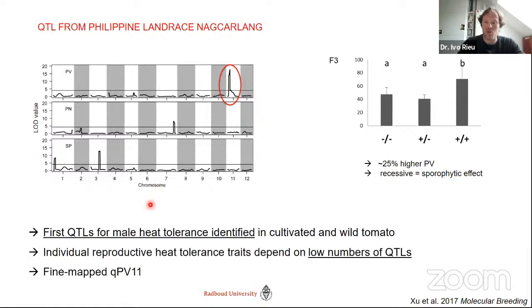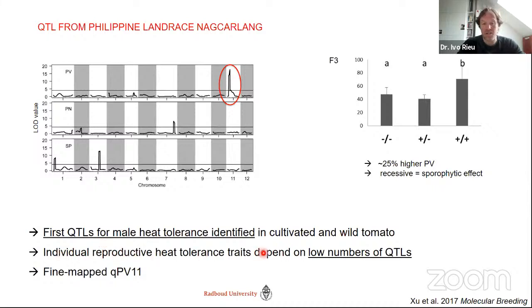Okay, we have a few conclusions from this experiment. We identified the first QTLs for male heat tolerance. I think, actually for all plants, we did it, it's the first one in tomatoes. We found it from cultivated tomatoes in Nagkalang. We also found some from wild tomatoes, which I haven't shown here. But there's also very little information from other plant species. So this might well be the first QTLs for male heat tolerance altogether in plants.